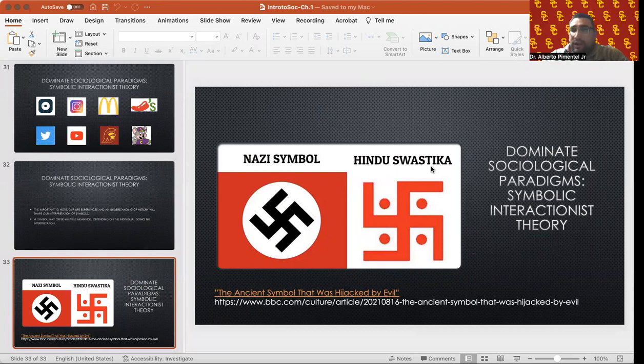The swastika didn't come around when the Nazis came about. The swastika was around many, many years prior. And so we want to take that into consideration when we're interpreting symbols.